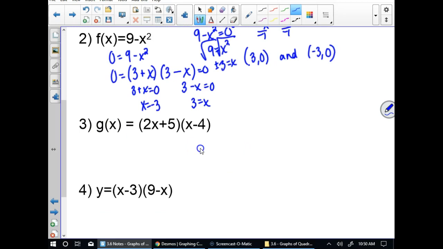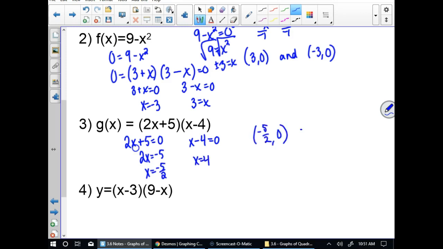So we will take each binomial and set it equal to 0. So 2x plus 5 equals 0, and x minus 4 equals 0. Some of you are having a little trouble with this because you just want to say it's negative 5, but you've got to set the whole thing equal to 0. So 2x equals negative 5, so x equals negative 5 halves. And then right here we'll get x equals 4. So we've got negative 5 halves, 0, and 4, 0 for that one.